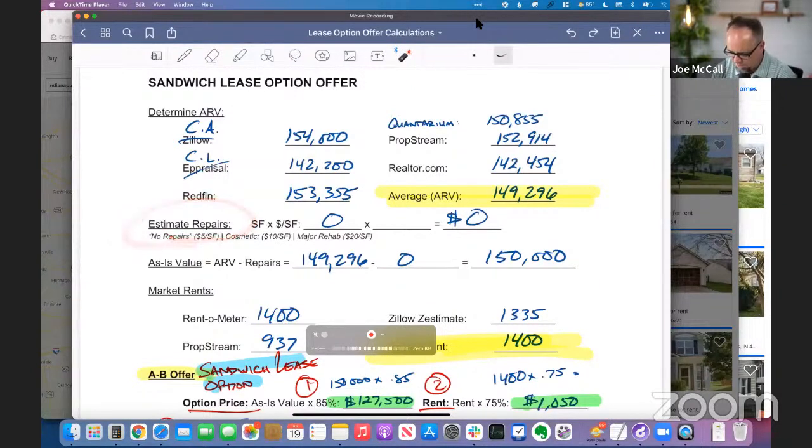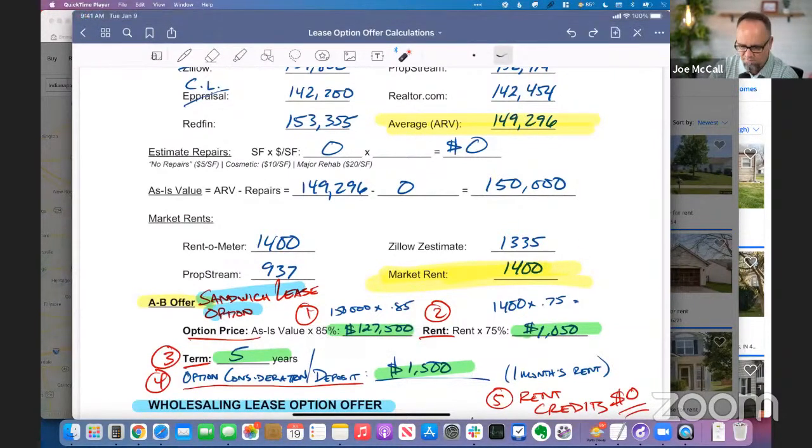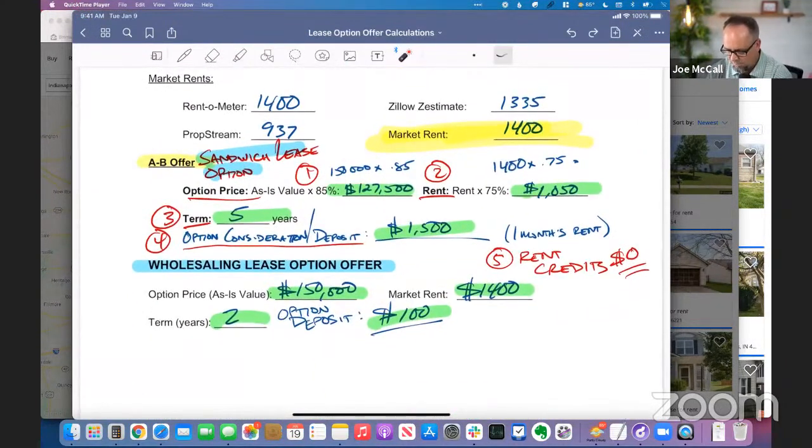And repairs, it's just square foot times some kind of dollar per square foot thing. $5, $10, $20, $30, $0. Okay, now you get your as is value. You take the ARV minus repairs. So we just determined here the ARV is about 150. Now you need to find the market rents. And I just like to go to Rentometer, PropStream, Zillow, kind of get a gut check. They're asking $1,500 for it. I feel good about $1,400. One thing you could do is look to see what similar properties are renting for right now in Zillow. So come up with some kind of number that would work.